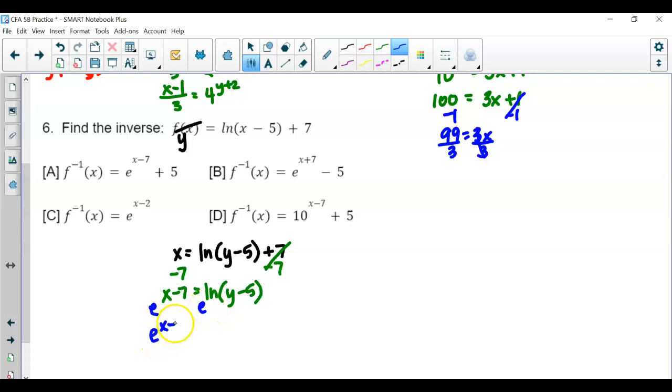So e to the x minus 7 is equal to, canceling out inverse, and bring down y minus 5. But notice now here, in order to solve for y, we now need to add 5 to both sides. That's why here the answer is A, because you have e to the x minus 7, then plus 5.